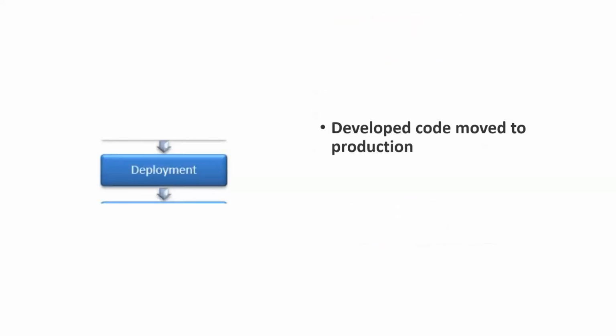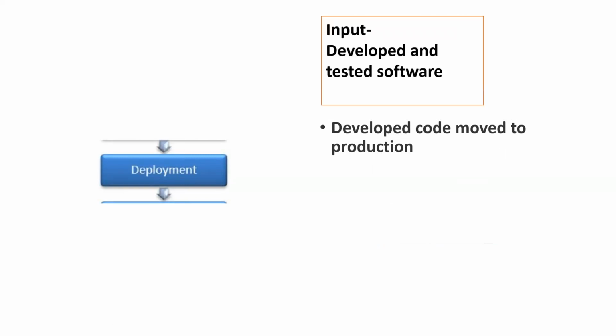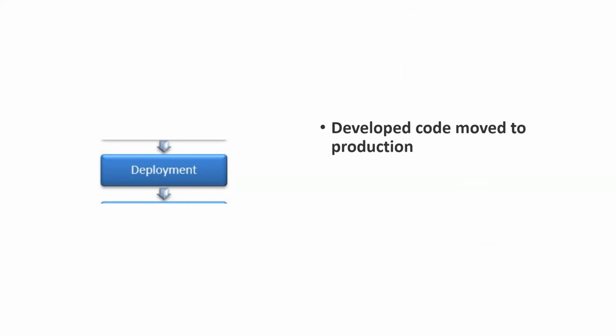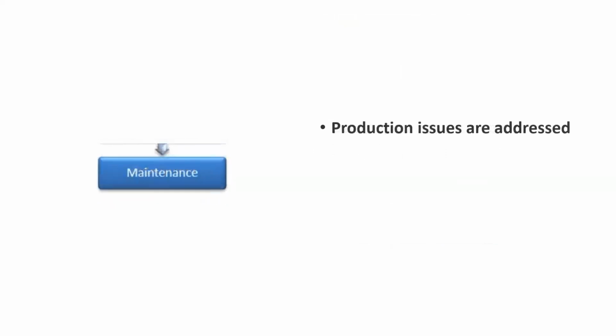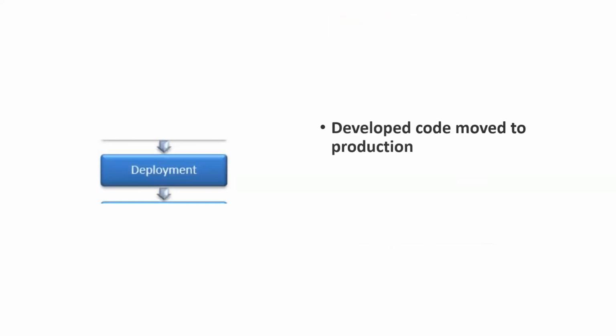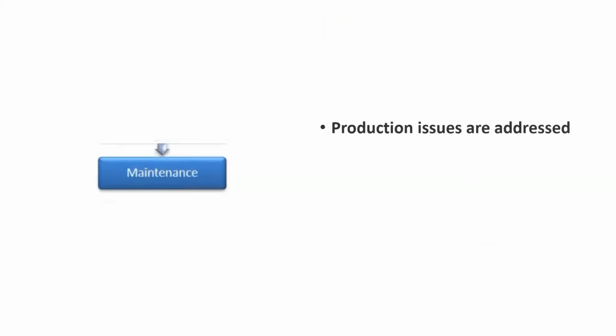The next phase is your deployment. Here is where your developed code will be moved to production. So what will be your input over here? Yes, it is going to be a developed and tested software, and in production, it is going to be your final software. Now on maintenance, we don't have an input or output over here. It is just the production issues that are going to be addressed and maintained in this phase.